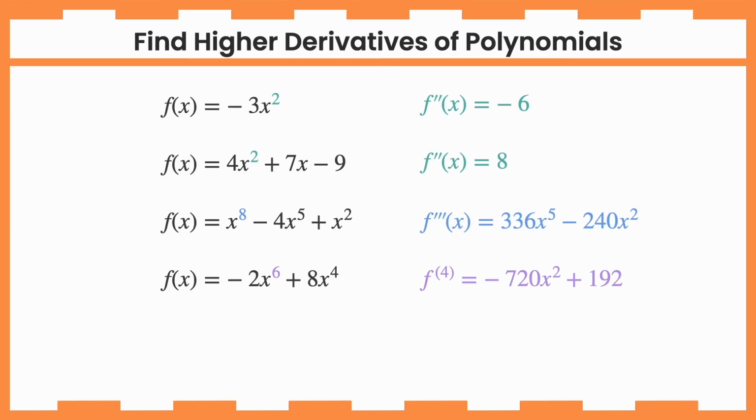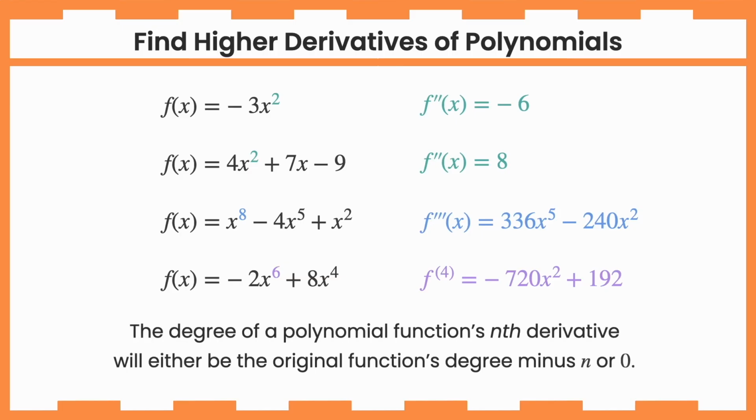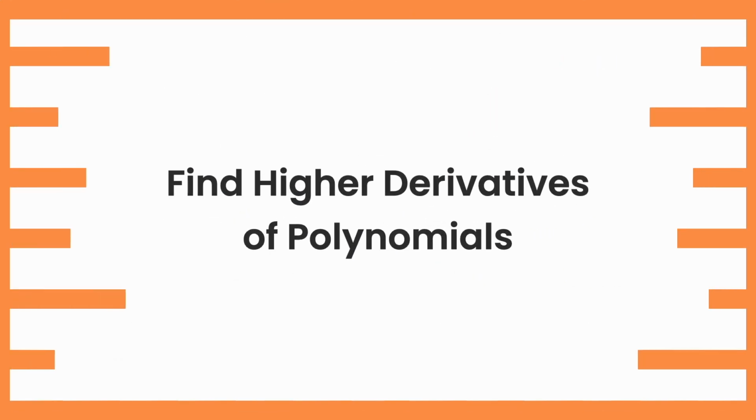Do you notice the pattern? The degree of a polynomial function's nth derivative will be the original function's degree minus n, unless this difference is negative. Then the degree of the derivative will just be 0, since we know polynomials can't have a negative degree. You can use this to check your work when practicing derivatives on your own.